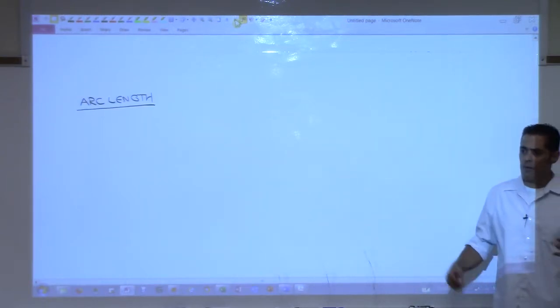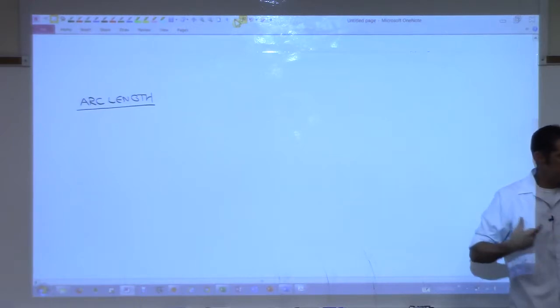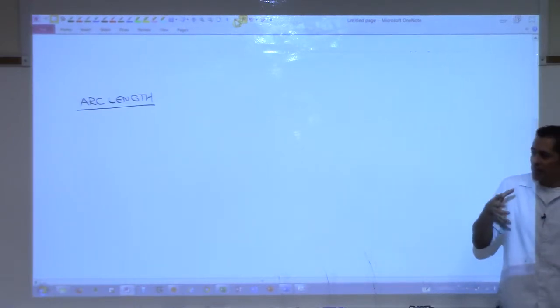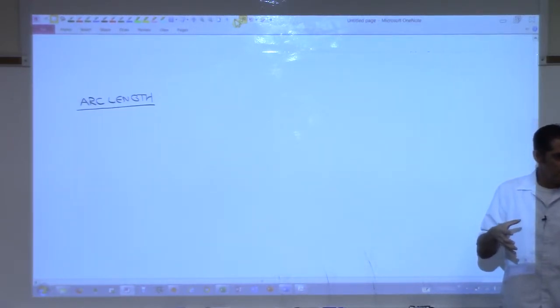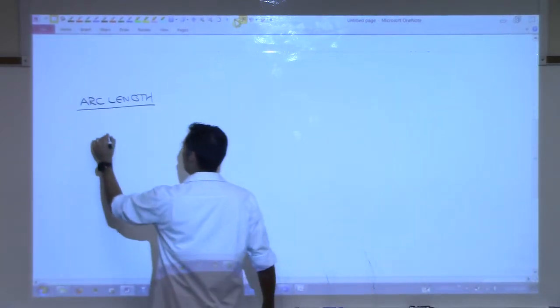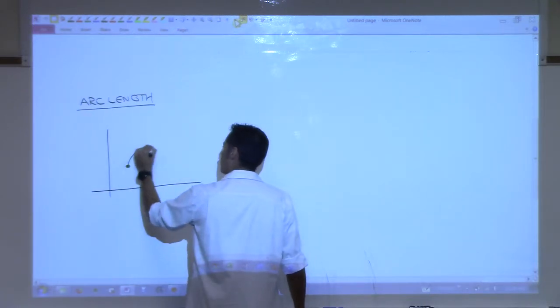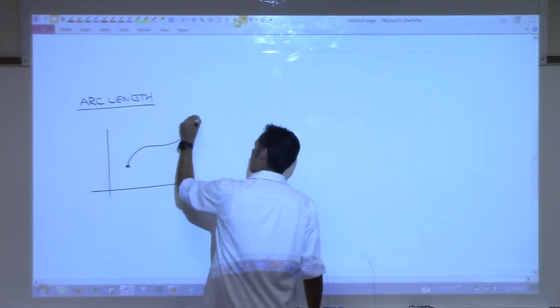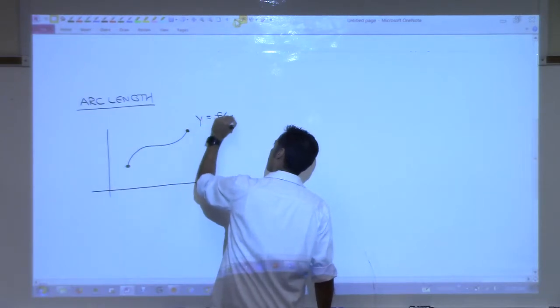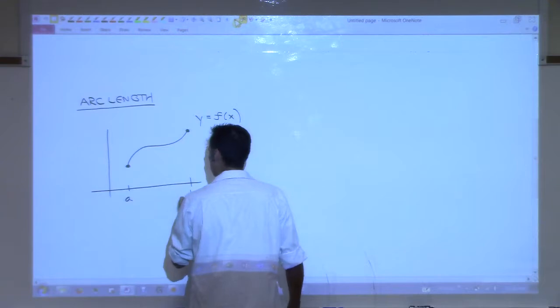Okay, arc length. For arc length, we're going to change up our visual approach to the problem a little bit. So far what we've been doing is taking these regions, wrapping them around different axes or lines, and finding volumes of the things that were formed. Now we're just going to take a step back and look at a curve. Let's say this is some curve, y equals f of x, drawn just between A and B.